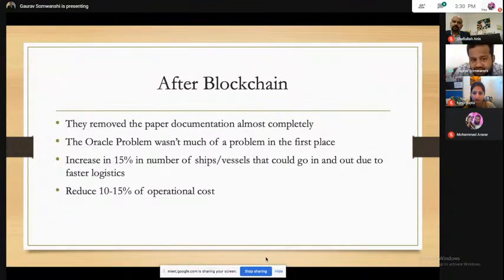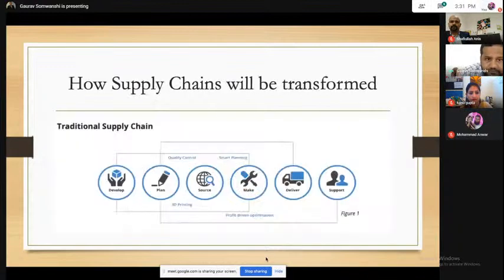And there's a 15% increase in the number of ships and vessels that could go in and out due to faster logistics. Just because the documentation has been made faster, or rather paperless, and the trust factor, which is very necessary when you're dealing with officers from different countries and different ports, that trust factor is coming through blockchain. So 15% more ships has also helped them reduce operational cost by 10 to 15%. And for a company whose revenue is in billions of dollars, that's a huge number.